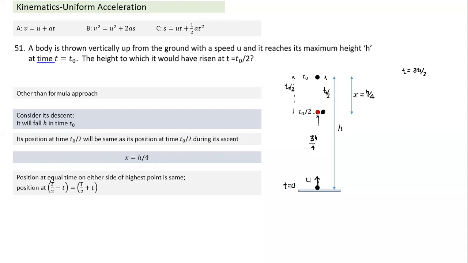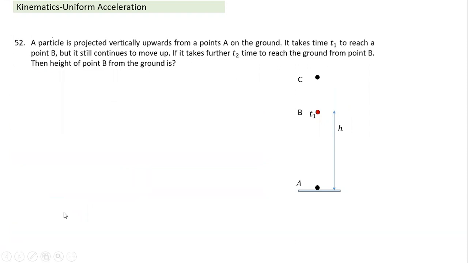What does t0 indicate? t0 indicates the time it has taken to reach the maximum point. So what does the position at t0 minus small t indicate? This indicates its position 3 seconds before it reaches the highest point. And what does t0 plus t indicate? It indicates its position 3 seconds after it has reached its highest point, and these two positions are the same. So sometimes knowing this is useful, and it helps simplify some questions. Otherwise also you can answer that.